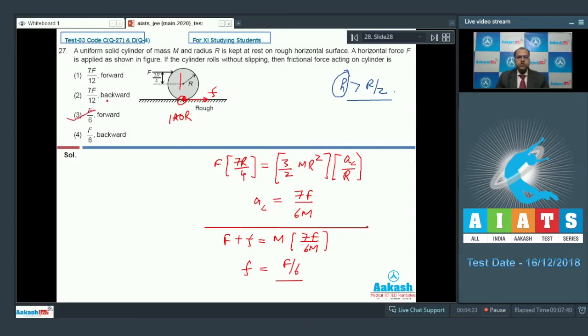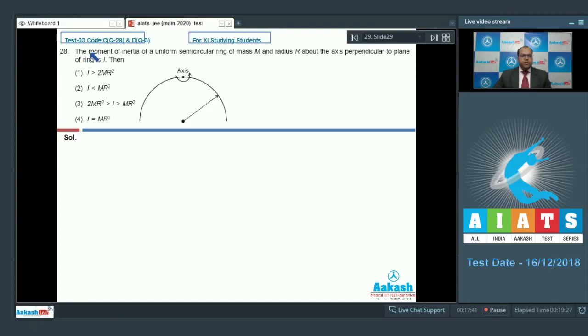So the correct answer for question number 27 is option 3. Let's move to question number 28. In question number 28, the moment of inertia of a uniform semicircular ring of mass m and radius r about the axis perpendicular to the plane of the ring is I. Then we have to find out which of the statements is correct.